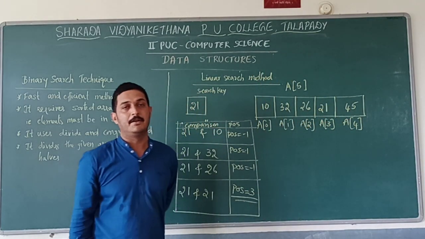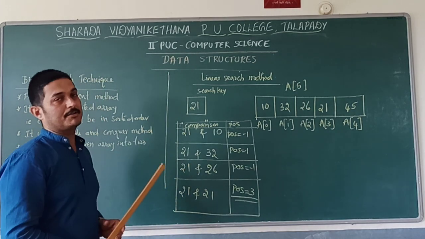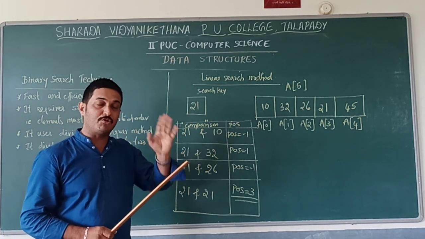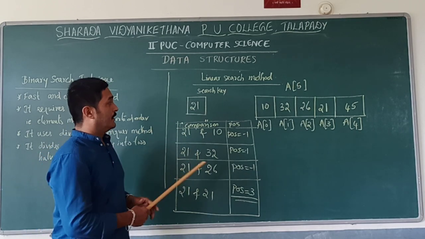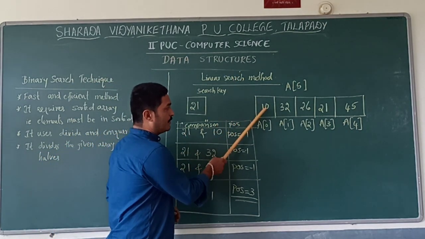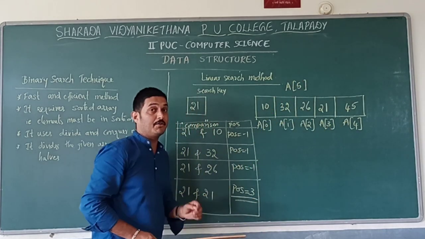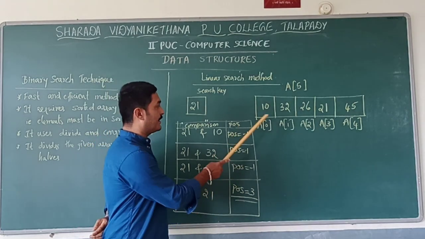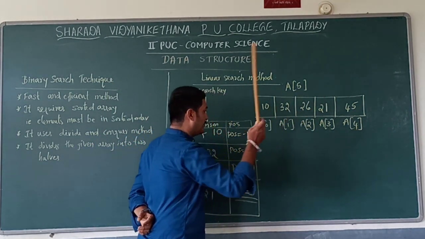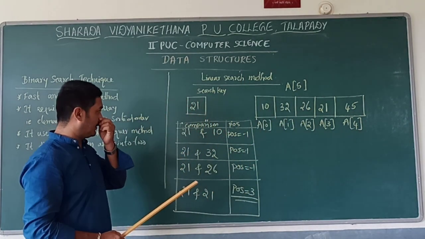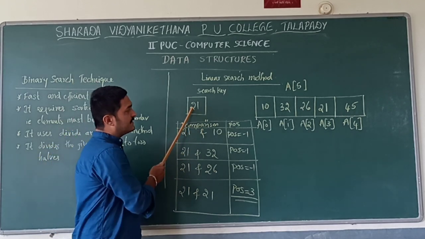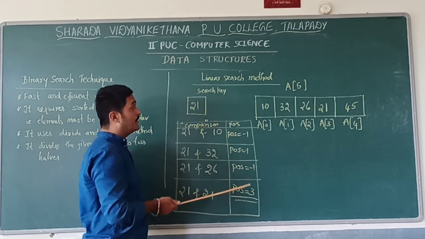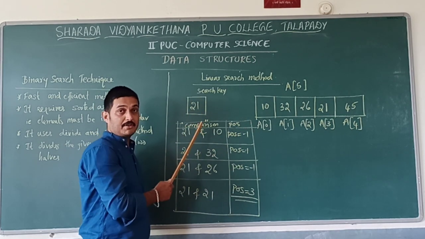According to the algorithm, we first set location equal to -1 or position equal to -1, and after that we use for I equal to 0 to n-1, but here we are using 0 to 4. Here we are comparing: 21 is compared with 10. 21 is different from 10, so the search key is not equal to the element.